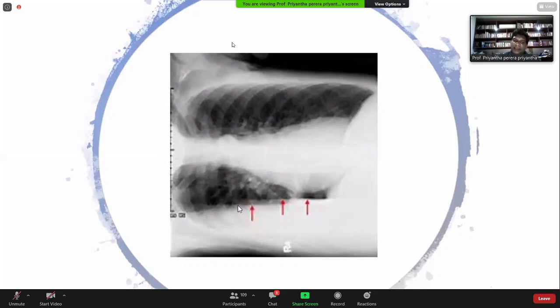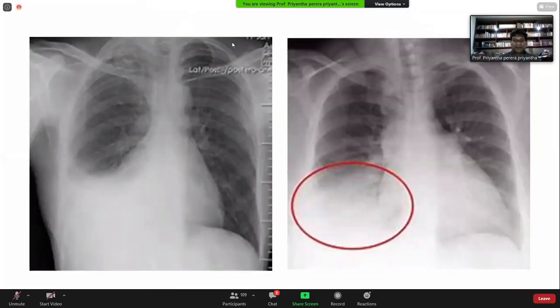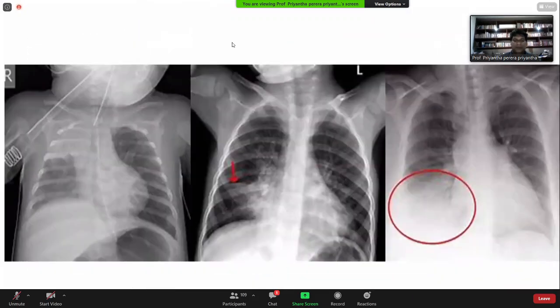So if you have a child who is ill, where you can't take the child to the X-ray department to take an erect film, and if you suspect a pleural effusion, rather than taking a supine film, better get a lateral decubitus film. Right? So we'll just look at the 3 pneumonias together, so you will not miss again.